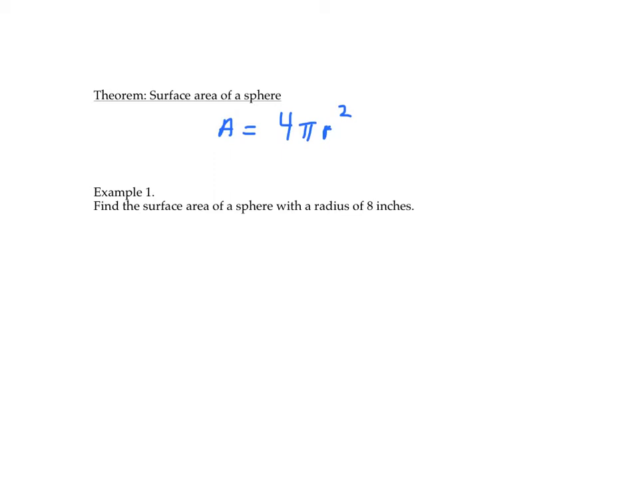In our first example, it says find the surface area of a sphere with a radius of 8 inches. I'm going to draw the picture, but we wouldn't necessarily have to draw a picture. So the radius of the sphere is 8 inches, and we just want to find the surface area. So maybe we need to cover it with something, so we need to find the area of that material to make a cover for our sphere.